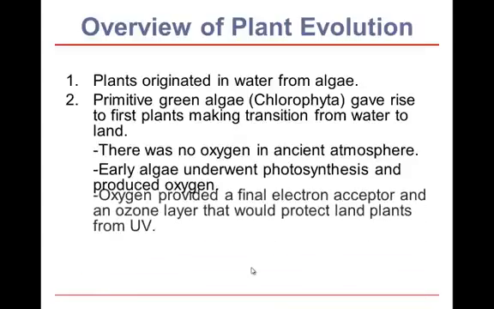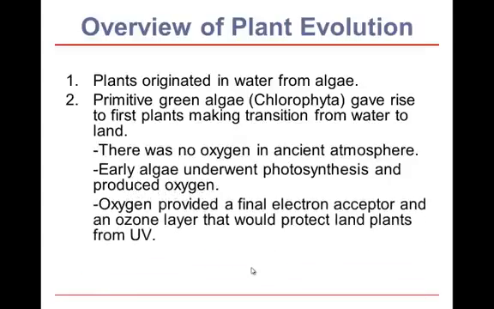With this oxygen, this allowed several changes. One, it allowed oxygen to serve as a final electron acceptor in cellular respiration, and also oxygen provided an ozone layer. Ozone is O3. The oxygen we breathe is O2. Now, ozone in the upper atmosphere serves as a shield that blocks ultraviolet radiation from coming down and damaging life on the surface of the planet. O3, or ozone, down here in the lower atmosphere is a pollutant. It's very irritating.